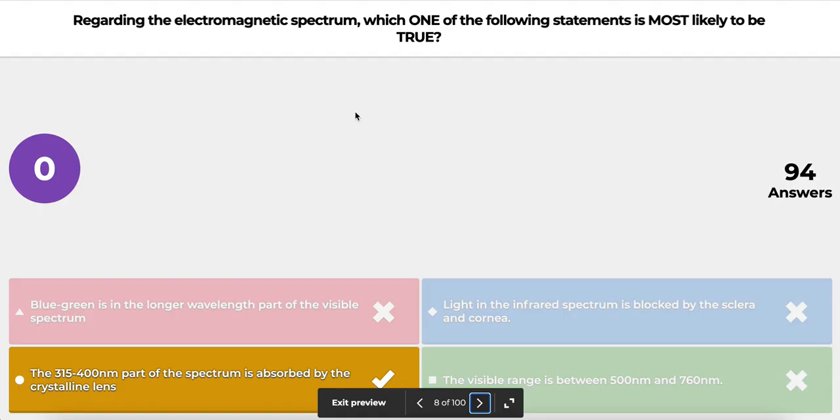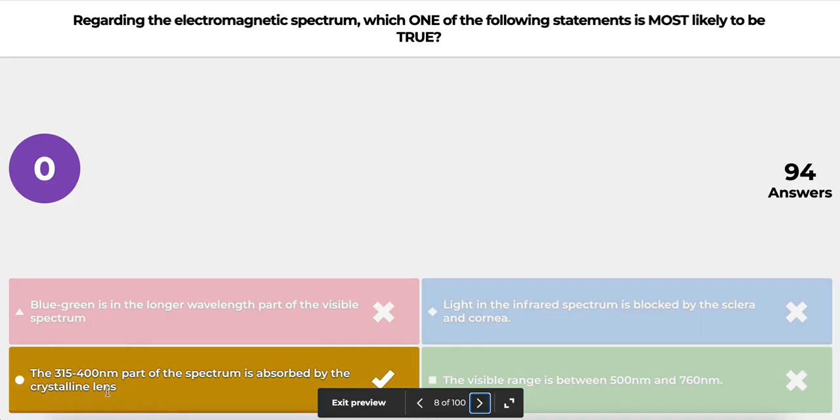So why are the other options wrong? Blue-green waves are in the shorter part of the visible spectrum, as blue-green are shorter wavelength in contrast to red. And light in the infrared spectrum is not blocked by the sclera and cornea, so it reaches the lens and the retina, causing a famous problem called solar retinopathy. That is why we are advised to avoid looking at the sun during an eclipse, to avoid exposure to infrared rays which can penetrate through the cornea and ocular media, reaching the retina and causing a foveal burn.